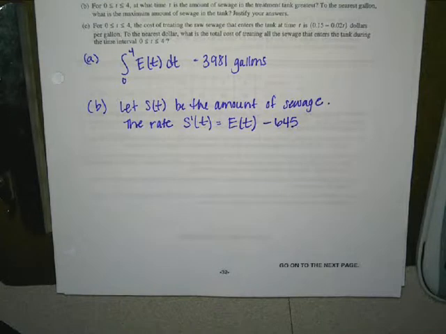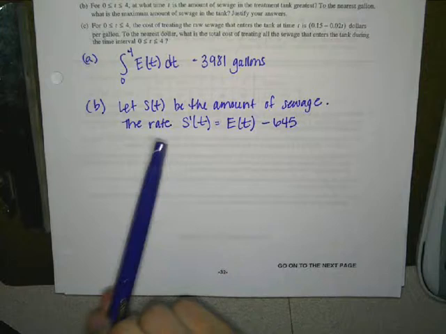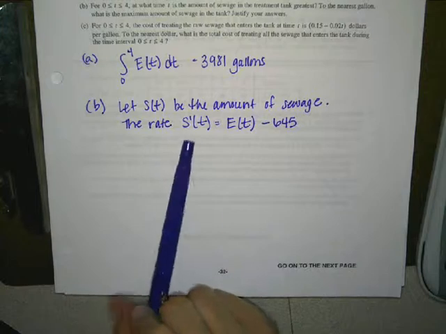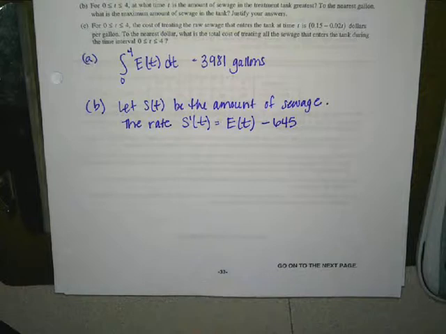Now, the reason we have to set up, and we did a problem like this before, we have to see where S prime will equal 0. It's not where E of t equals 0. It'll be where this equals 0. Now, where this function will equal 0 is when E of t is what? 645. So 645 becomes our new baseline, or our new x-axis.